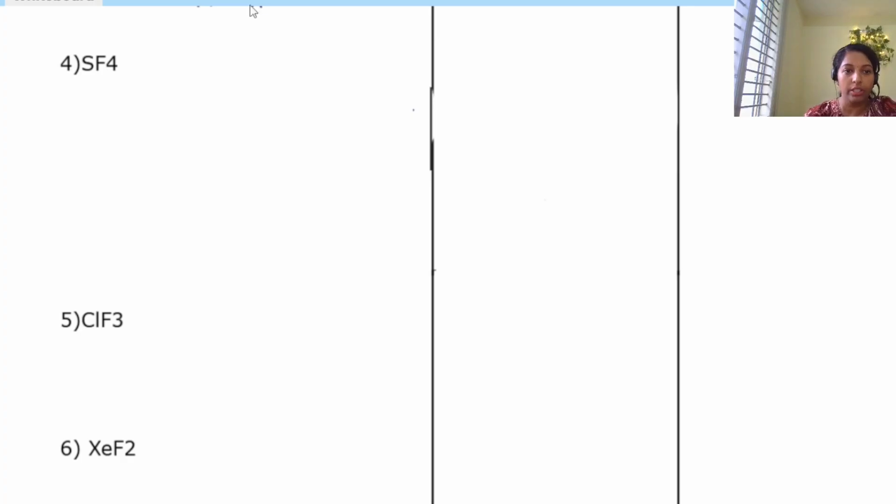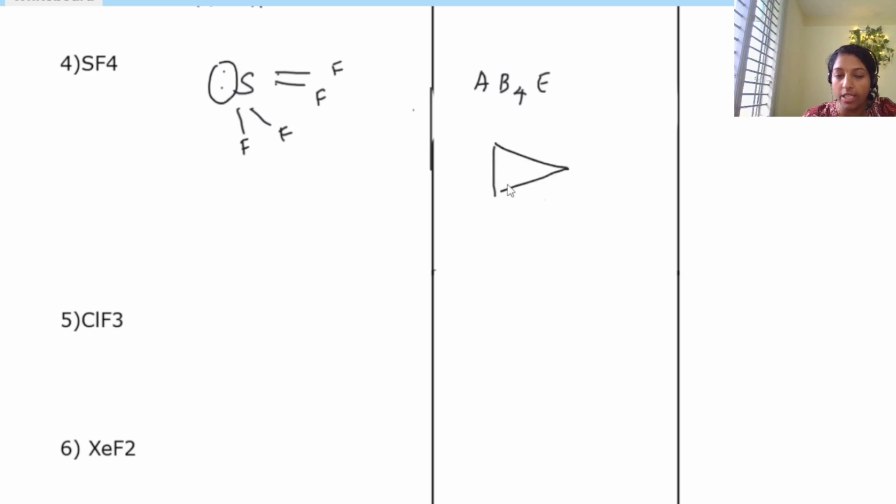Okay, now let's see SF4. Sulfur has 6 valence electrons, and there are 4 fluorines: 1, 2, 3, 4. So how many electron clouds? 4 bonding clouds and 1 lone pair cloud. So altogether 5. So it's an AB4E type. It looks like trigonal bipyramidal. The electron geometry is trigonal bipyramidal.